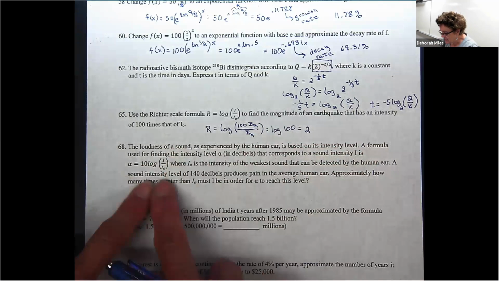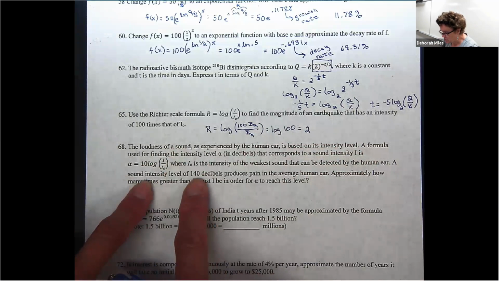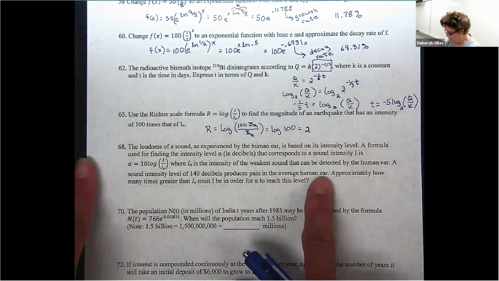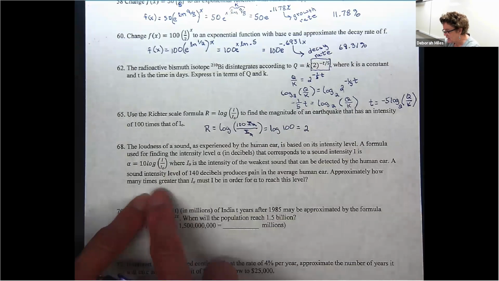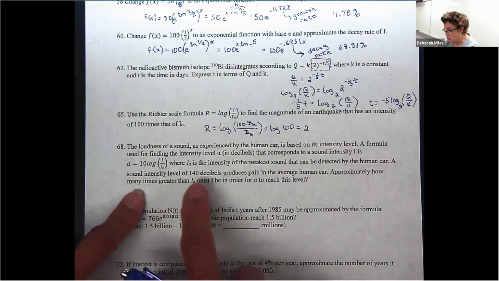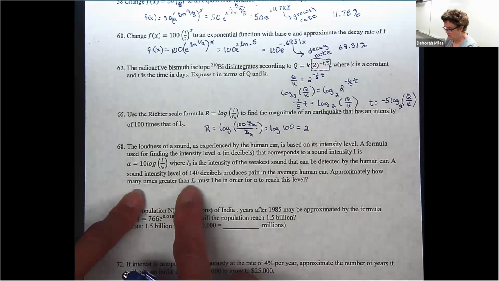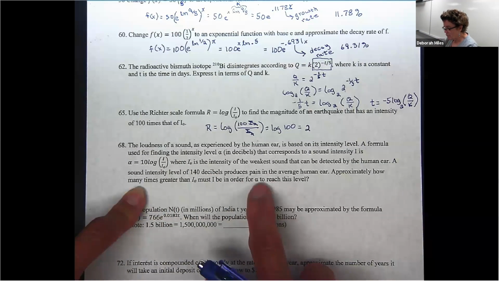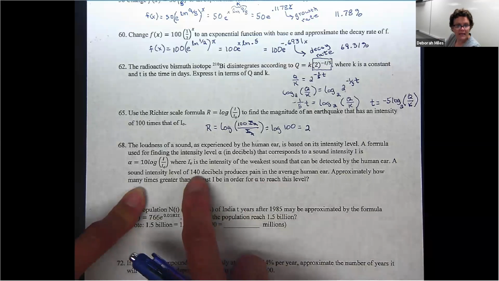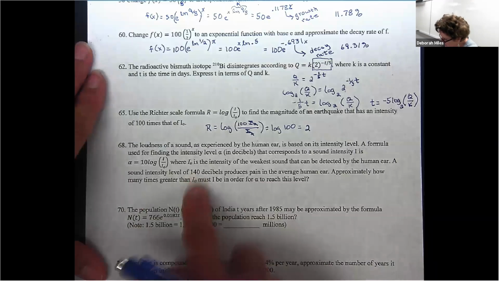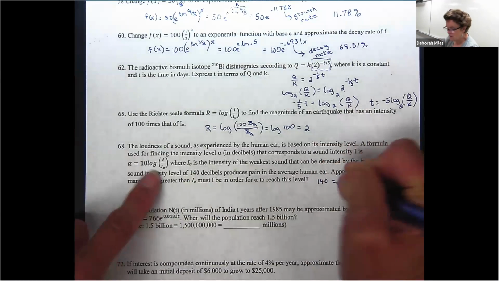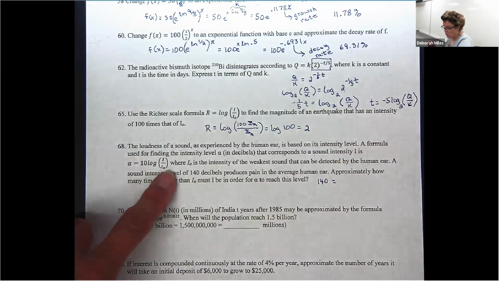A sound intensity of 140 decibels, that's what alpha is, produces pain in the average ear. Approximately how many times greater than the threshold of sound does the intensity have to be in order for alpha to reach that painful level of 140 decibels? That's just saying put 140 in place of alpha and solve for I.